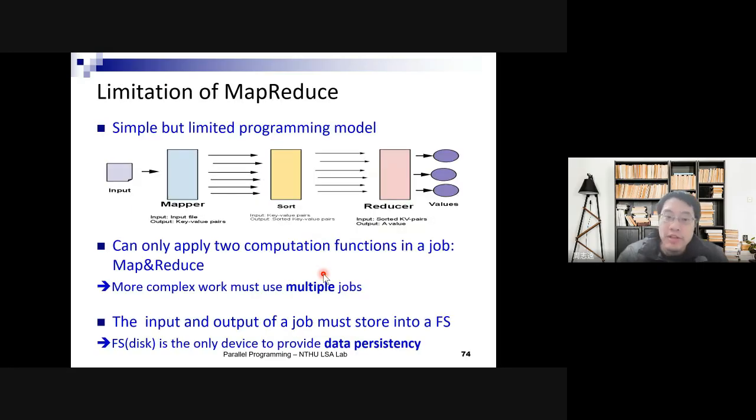Okay, so if you want to deal with those complex data analytic jobs generated by, say, Hive or Pig, then it's very, very time consuming, and you have to manage several MapReduce jobs. So it's not convenient and not efficient.